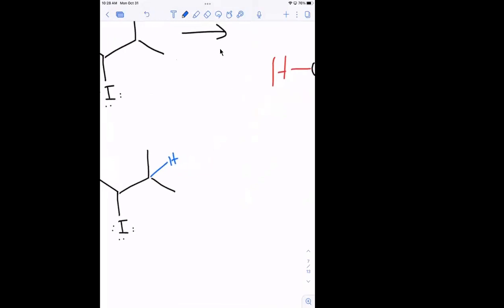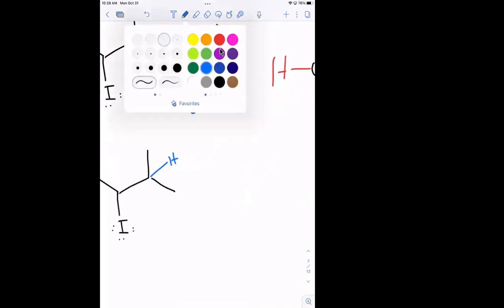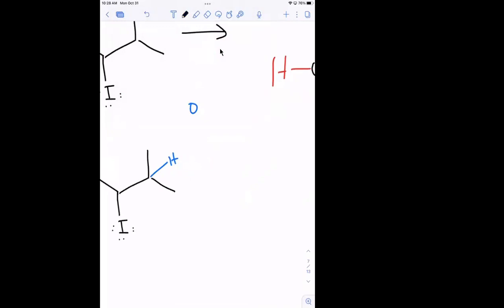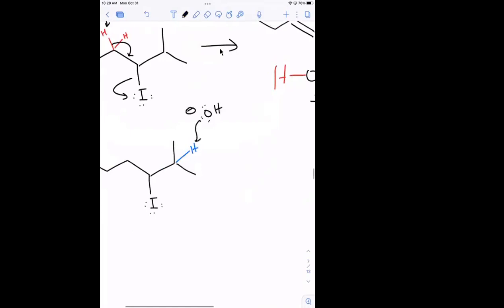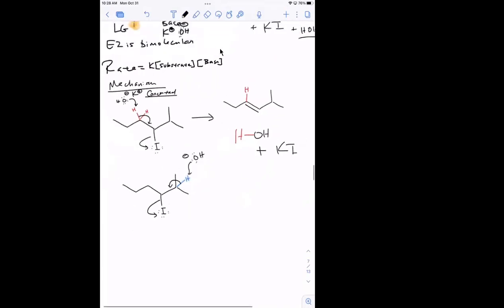So I'm going to show my base here. Negative. That's going to come in, pull off this proton. These electrons are coming here like that. Same thing, right? Lose the leaving group, well, force it out by making a pi bond, and then you do a proton transfer between the OH or the base, because it's not always going to be OH, and that alpha proton. That's going to give you this product.